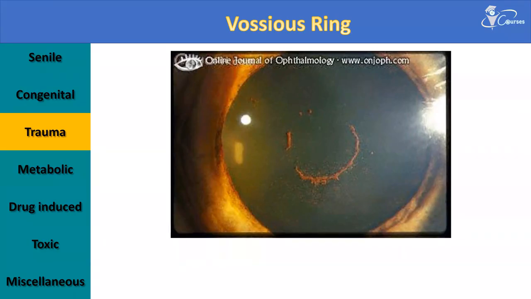Okay, so we finished the senile and the congenital conditions. Now we will move to trauma. So what will be the traumatic conditions affecting the lens?